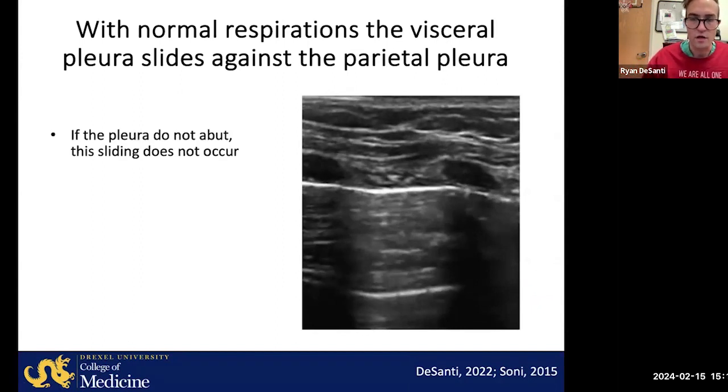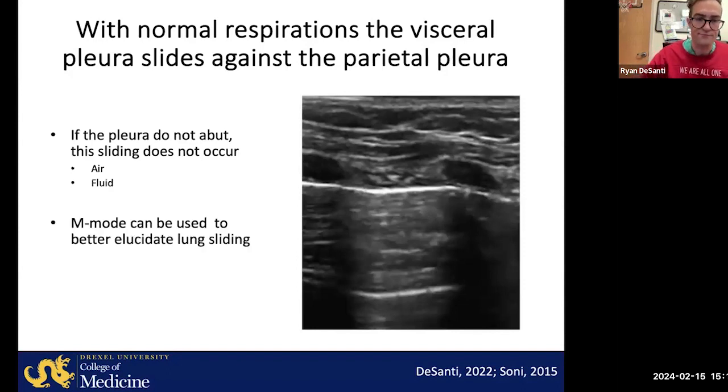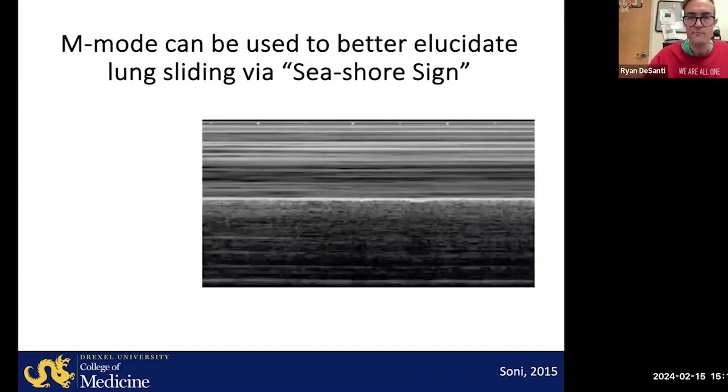If the pleura do not abut each other, then the sliding does not occur, and you will have a static pleural line, and you won't have this shimmering. This can be caused by air or fluid between the pleural surfaces. And M mode can be used to help better elucidate whether or not lung sliding is present.